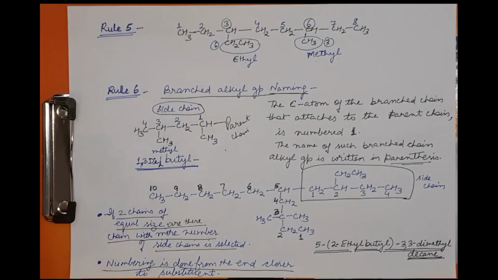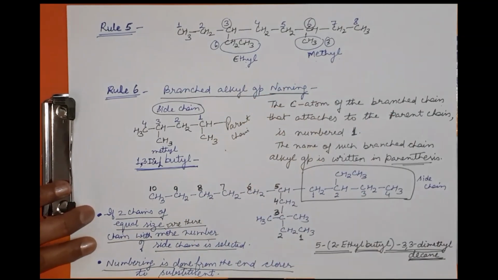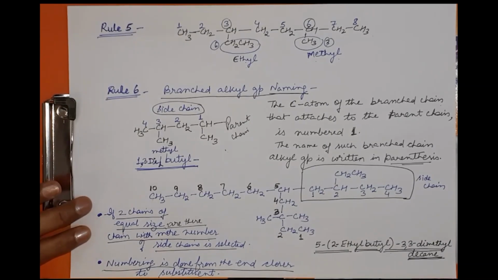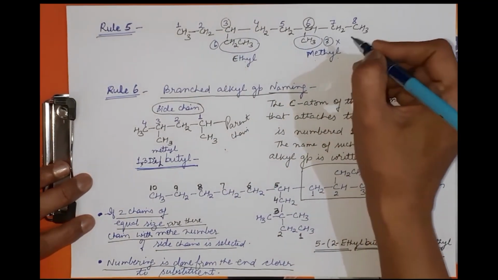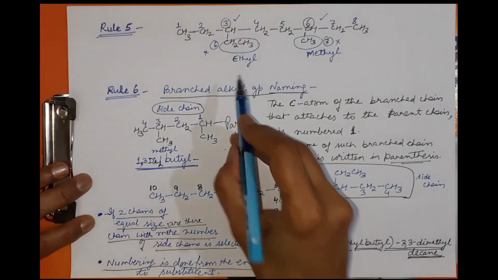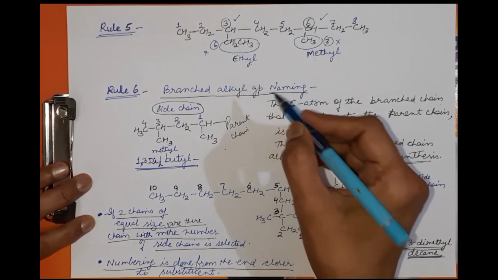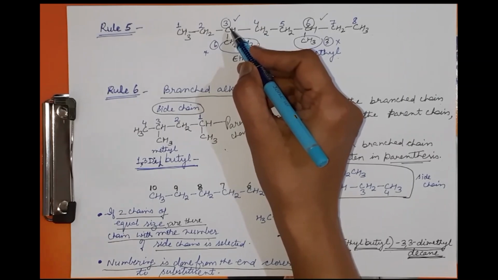But in such cases, while writing the IUPAC name, according to the alphabetical order, the substituent which comes first should be given the lower number. So this is the wrong way and this is the right way, because the ethyl group will come first by alphabetical order, it should be numbered as the lower. Lower numbering should be given to it.